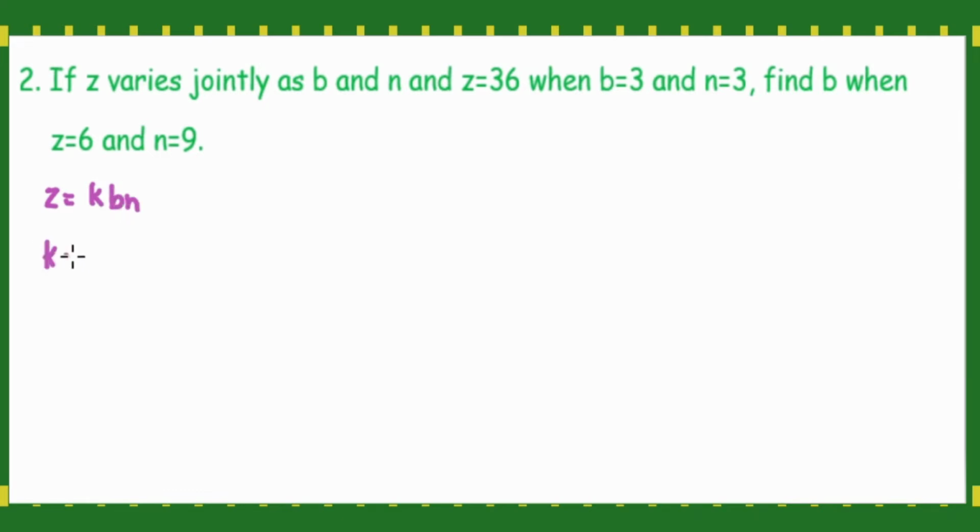Solving for k, we have k is equal to z, mauna mo rin sa left side, over b, n. Z, yung first set na binigay, z is equal to 36 when b is equal to 3 and n is equal to 3. So z is equal to 36 over b, which is 3, and n, which is 3 also. 36. Just copy, then 3 times 3 is equal to 9.